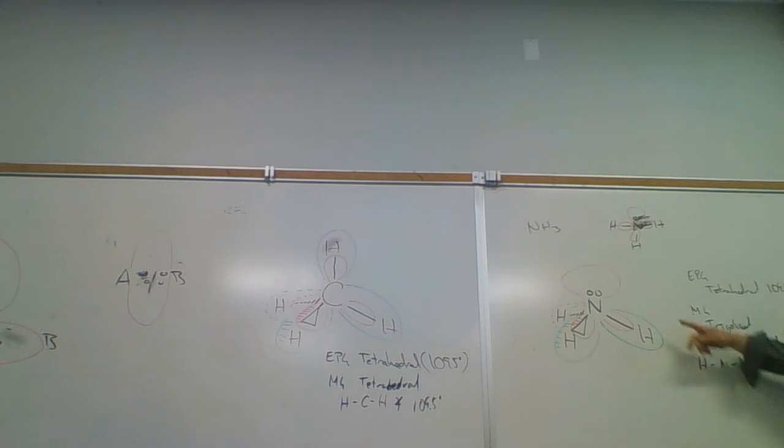And so for a lone pair, it's about a 2-degree distortion. So the angle's about 107 degrees. About 107.5. About a 2-degree distortion.